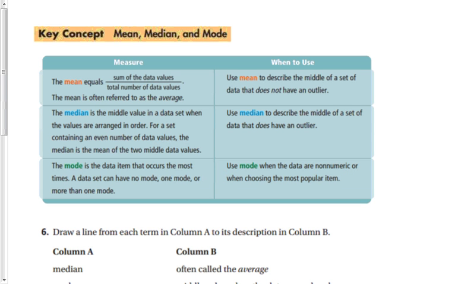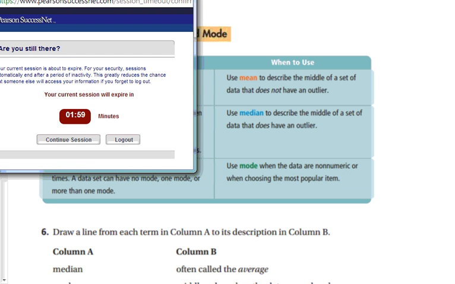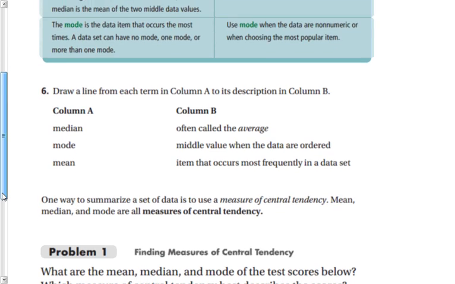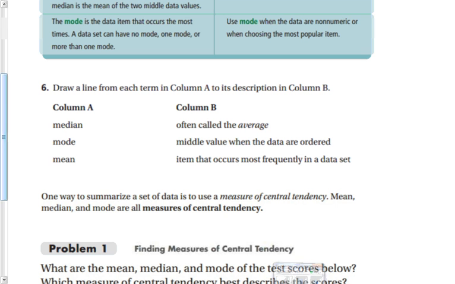All right, so a mean is the sum of the data values divided by the total number of data values. Usually we think of the mean as the average, but as we're going to talk about here, there's more than just one average, and there's different kinds of averages. The median is the middle value in a data set when the numbers are arranged in order. And the mode is the item that occurs the most. Go ahead and do number 6, make sure you understand those.